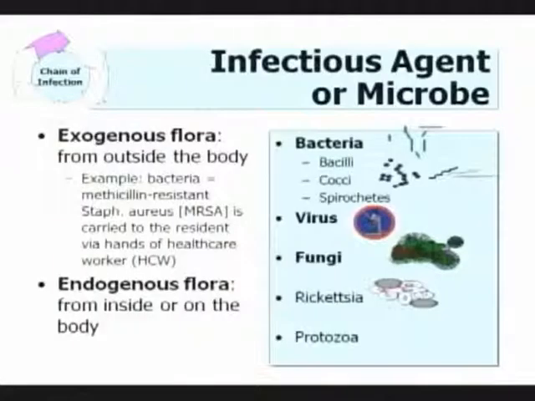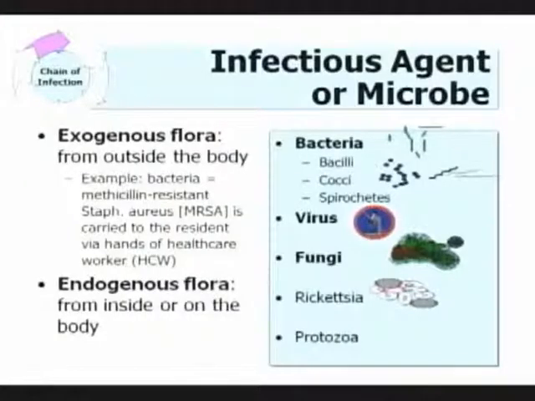The first link in this chain of transmission is the infectious agent or microbe. As you can see here, there are a number of bacteria or germs that can be present in the environment in long-term care facilities. Those include certainly bacteria, probably the most common that you might encounter in a resident, and those are various types of gram-positive and gram-negative organisms. There are viruses, such as influenza, which can also be transmitted. Fungi, rickettsia, and protozoa are other types of microorganisms. So I'll be using the term microbe.